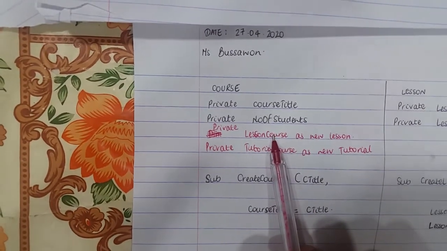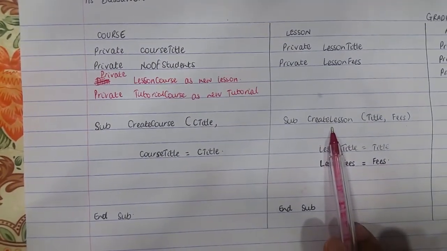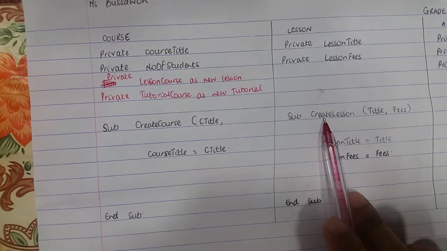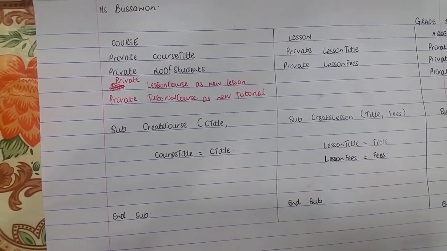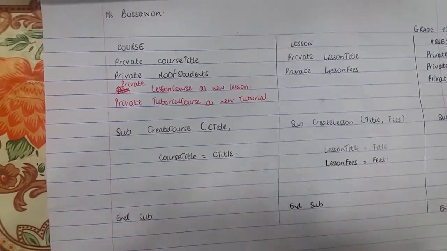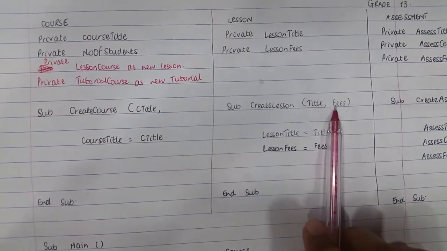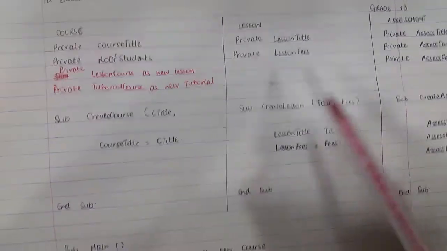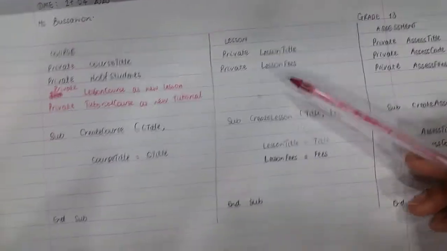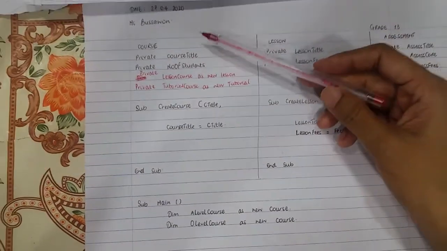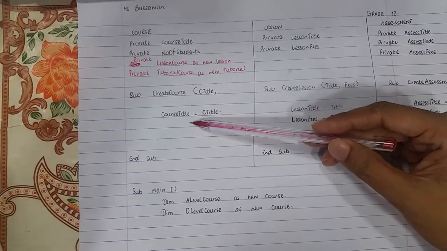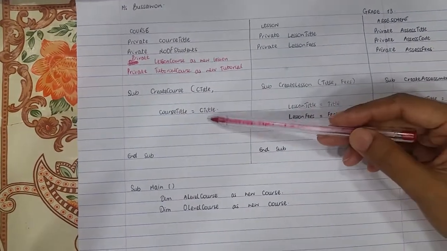Now, how am I going to use course lesson, for example? See, course lesson has create lesson. Okay, there is a constructor. It acts like a constructor. Maybe manually, when you create a lesson, you can pass new data to it. Title is going to be stored in lesson title, fees is going to be stored in lesson fees. But the main subroutine will not have access to lesson. It is going to have access to course. This means that in a course, you can have a lesson, and when you create a course, you need access to create lesson inside it.